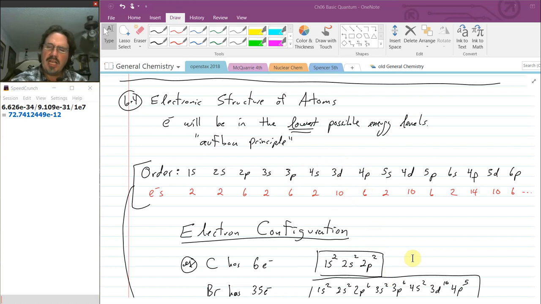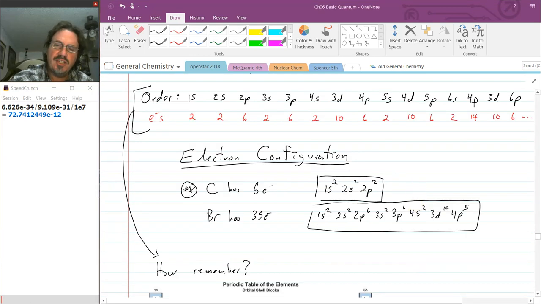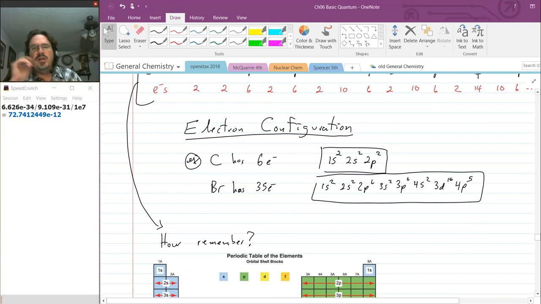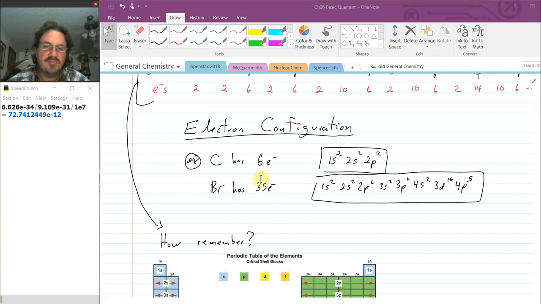So, electron configuration. This is a notation which tells you exactly what each of the electrons in an atom looks like. In other words, what are the quantum numbers of each atom? What are the shapes of them, the orientations, that kind of idea. So we'll start simple. Carbon. Carbon is number 6. 6 electrons.